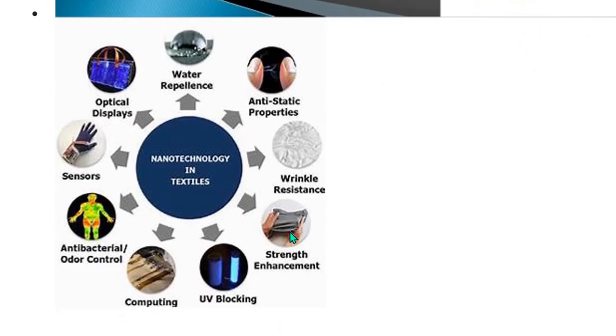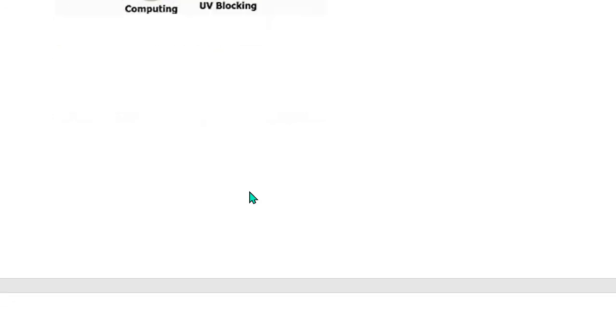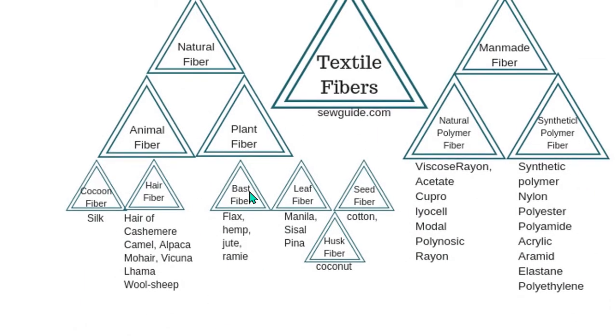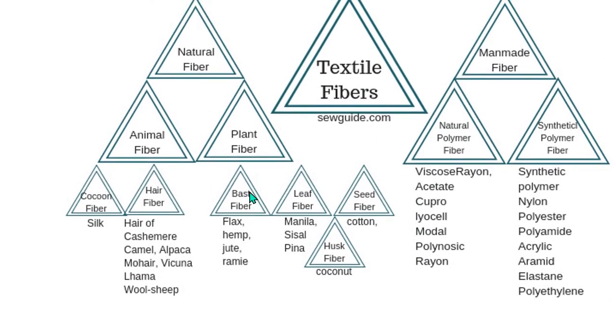And there is also nanotechnology used in textile industries, with which fabric is made with so many properties like water resistance, anti-static properties, wrinkle resistance, strength enhancement, UV blocking, computing, antibacterial, odor control, sensors, optical display, and many more. And this is also a classification of textile fibers into natural and man-made.